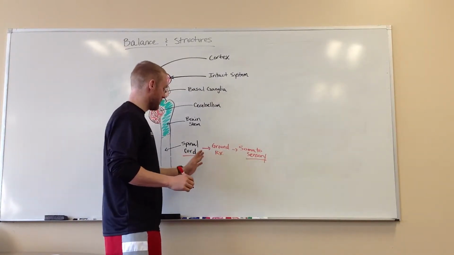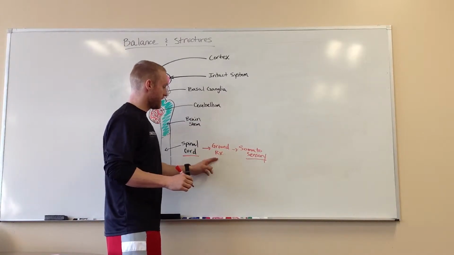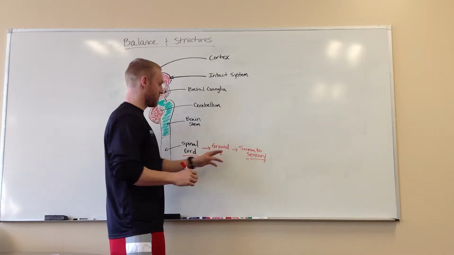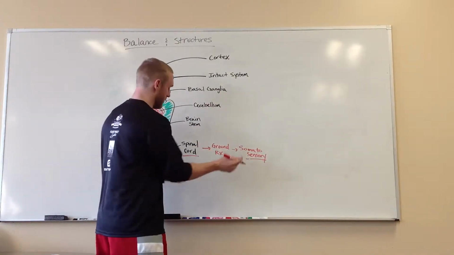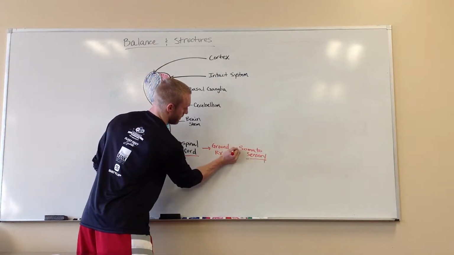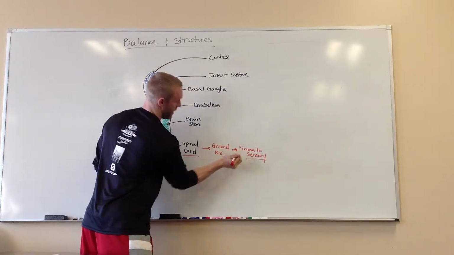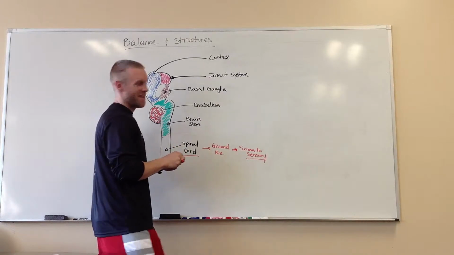And don't get confused with these arrows. These arrows aren't supposed to mean this happens and then this happens. This is just breaking it down into little categories. The arrows mean nothing, okay? It's not a chain reaction, or a kinetic chain, that is.